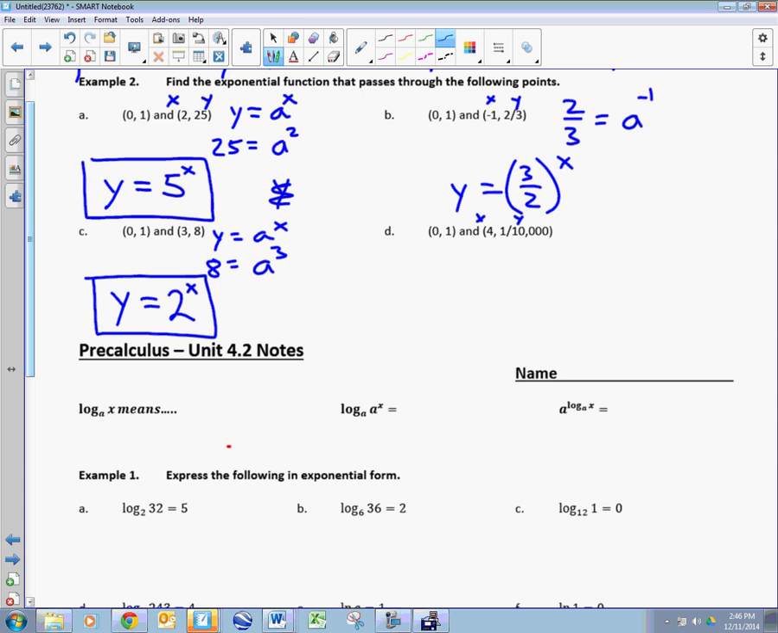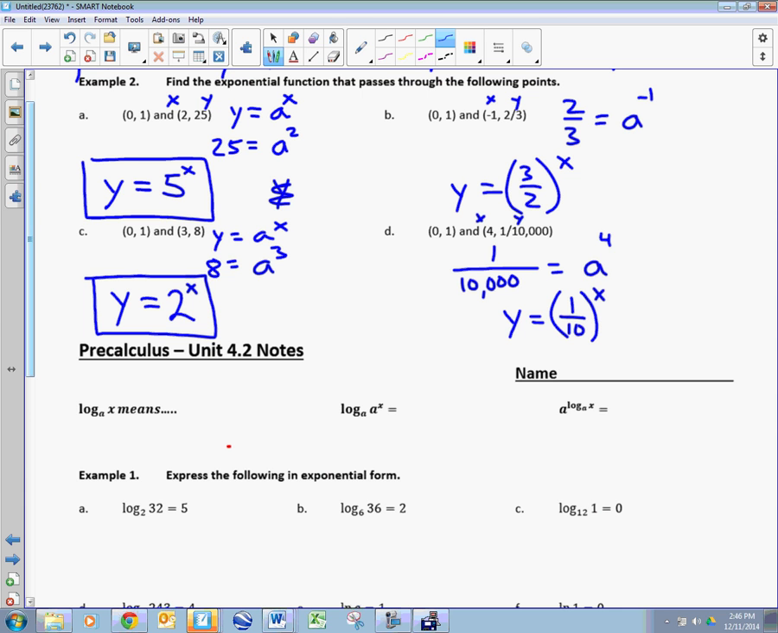And finally, this is x, and this is y. And what we have is 1 over 10,000 is equal to a to the 4th. What number do you take to the 4th to get 10,000? 10. So what number would you take to the 4th power to get 1/10,000th? 1 over 10. So y is equal to 1/10 to the x power.